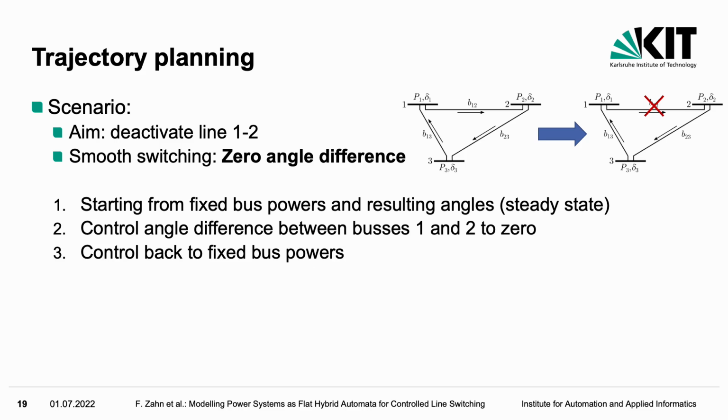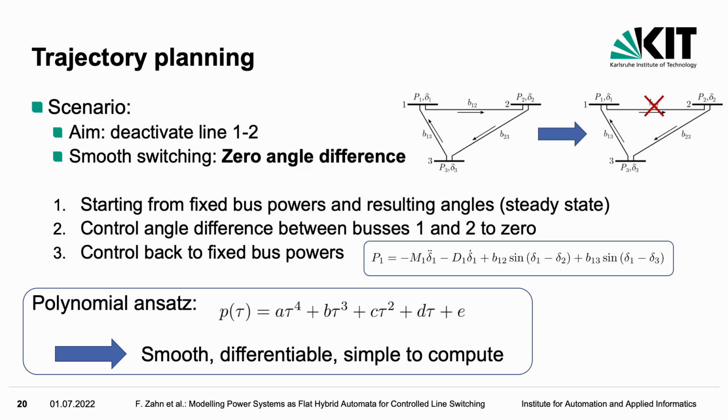So we start from fixed bus powers for all buses. We then control the phase angles of 1 and 2 to 0. We open the line and we control the system back to the fixed bus powers from the beginning. We can do so by just defining trajectories for the phase angles and directly calculating the inputs, which are the net powers at the buses P1 to P3. We choose a polynomial ansatz of 4th order, which allows for a smooth and differentiable function, and which is quite simple to compute.